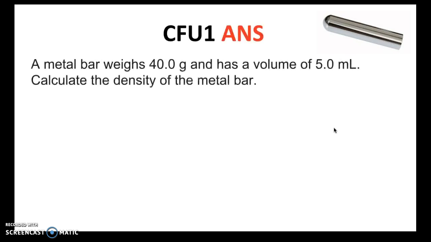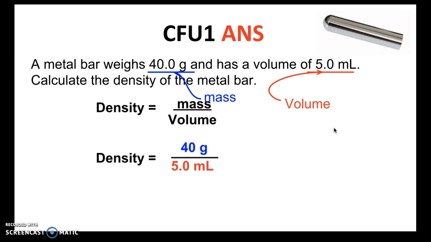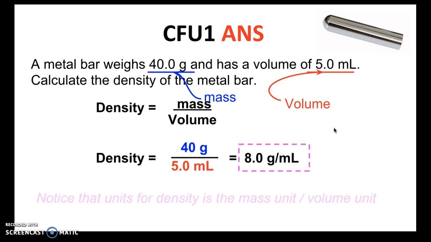All right, so let's take a look at the answer here. 40 grams is our mass, 5.0 milliliters is our volume. We can plug that into our lovely density equation, and when we do, we get the density to be 8.0 grams per milliliter. Again, notice that my units for density match the units for the mass and volume.